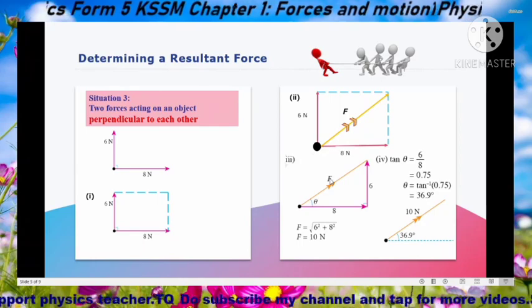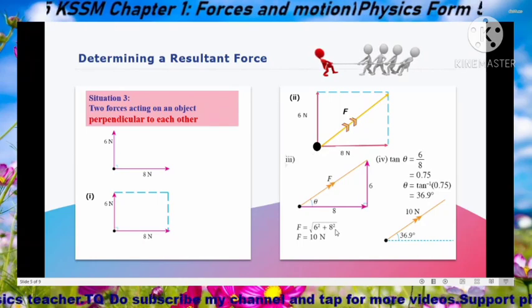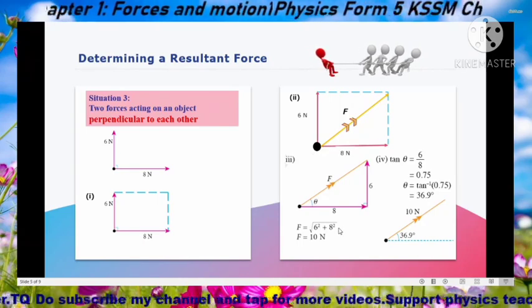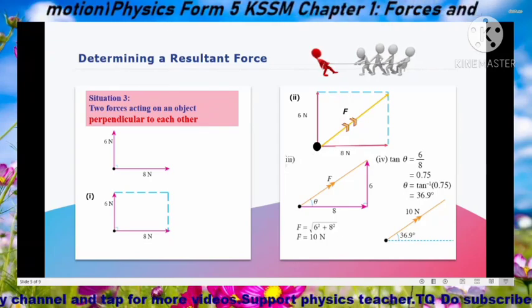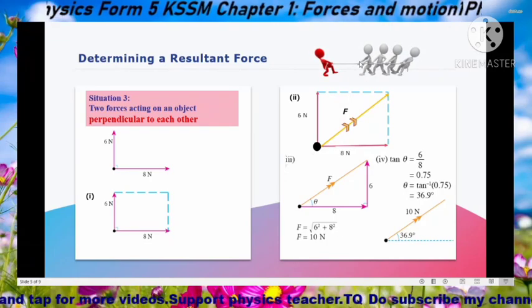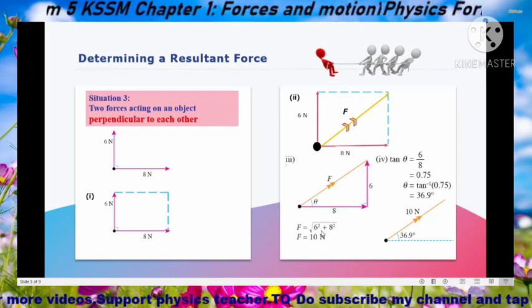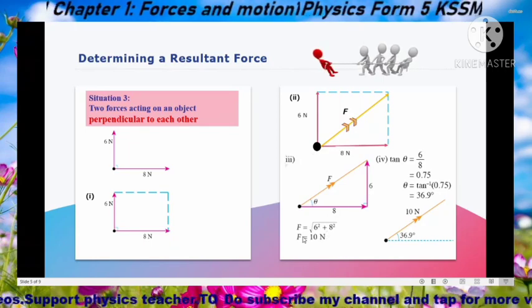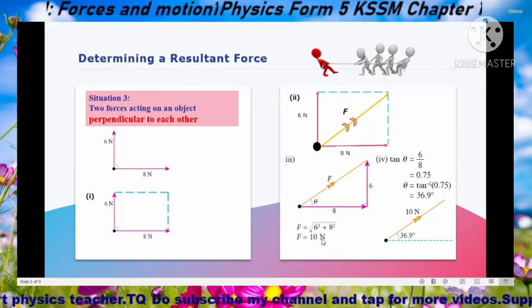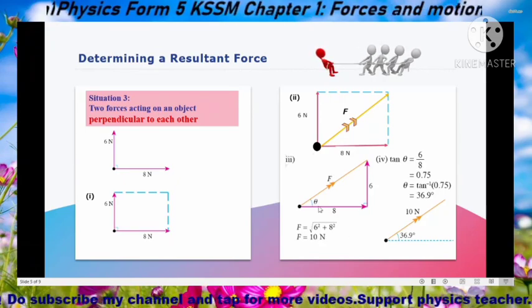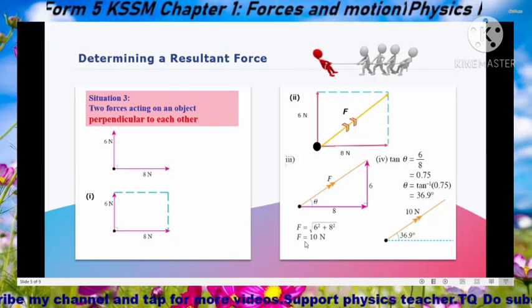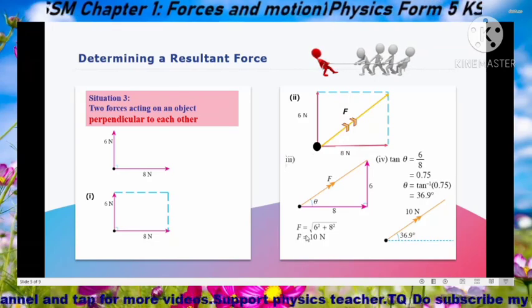We want to determine the resultant force because of right angle triangle, so straight away we use the Pythagoras theorem. F equals to square root of 6 squared plus 8 squared. So we get F equals to 10 Newton, or you can see clearly 6, 8, here must be 10. Okay, so you have the net force or resultant force 10 Newton.